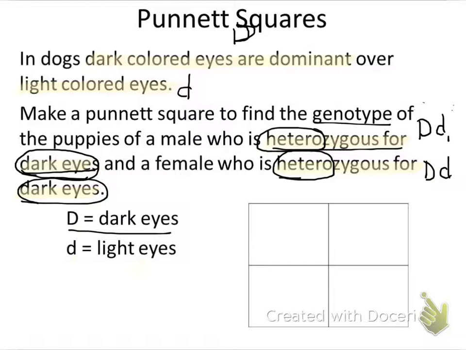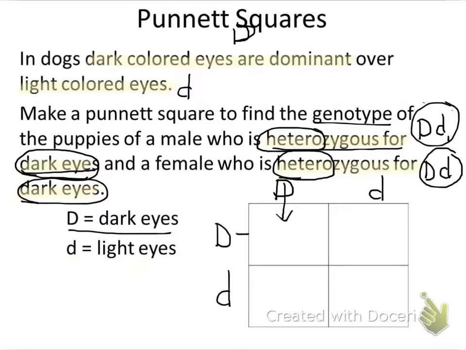But the first thing you're going to do is write the genotype for the female across the top of your Punnett square. So we know our genotype is Dd, and I'm going to write that up here, capital D, lowercase d. Done step one. Now we need to write the genotype for the male down the side. The male's genotype is capital D, lowercase d. Our next step is to fill in these squares.